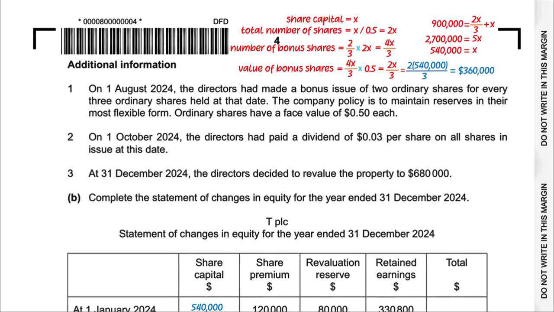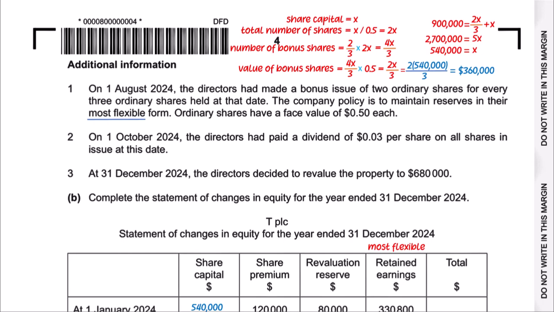Now the question arises, which reserves will be used for this bonus issue? And for this, the company's policy is written like this. The company policy is to maintain reserves in their most flexible form. And this is very important to understand. Most flexible form means keeping reserves in a form that gives the company the greatest freedom to use them. You must understand that different reserves have different levels of flexibility. For example, retained earnings are the most flexible reserves. They can be used for dividends, bonus shares, reinvestment, or any purpose.